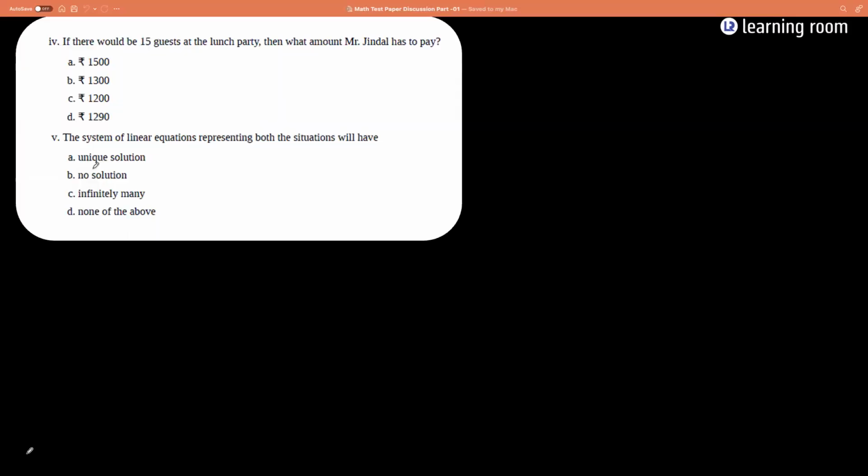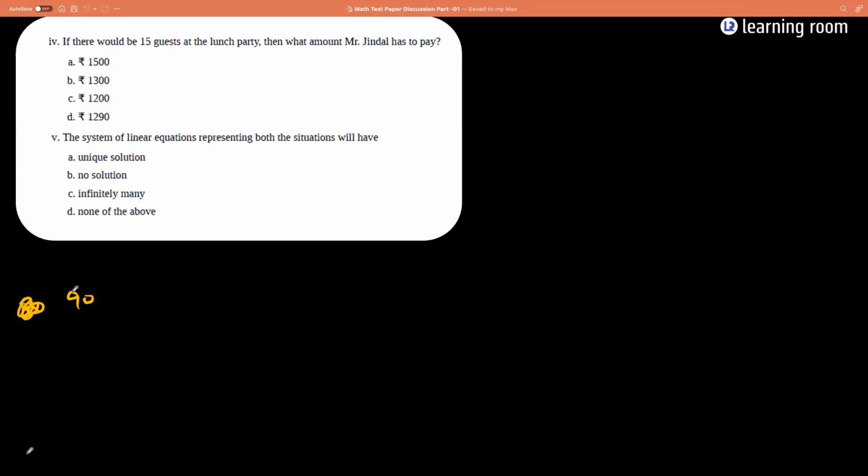If there were 15 guests at the lunch party, then what amount does Mr. Jindal have to pay? The proportional expense is 80, the fixed expense is 90. So 90 plus 15 into 80. How much are you getting? 90 plus 1200, so 1290 will be the answer. Correct. The system of linear equations representing both situations will obviously have a unique solution.